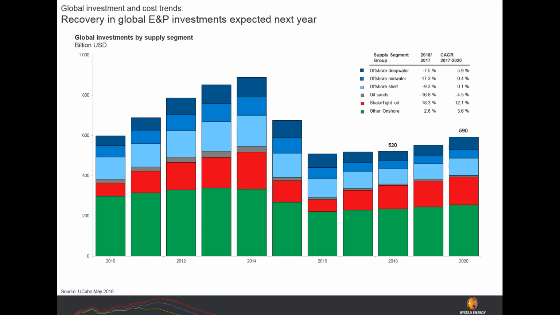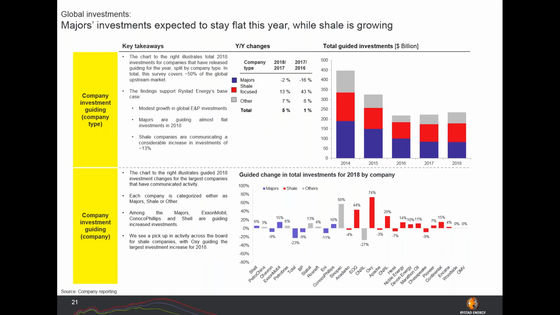Total capex is anticipated to reach the level of $590 billion by 2020, growing from $520 billion estimated for this year. Our forecast is in line with the communication we saw from companies' guidance last month. We analyzed 2018 guidance for the companies that provided levels of planned investments for this year, which covered around half of the E&P sector, and found that overall there is modest growth in E&P investments planned. Majors are guiding almost flat investment growth, while shale-focused companies are guiding at least 13% increase in capex.